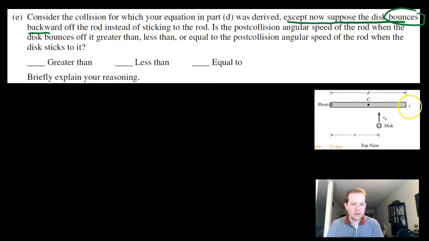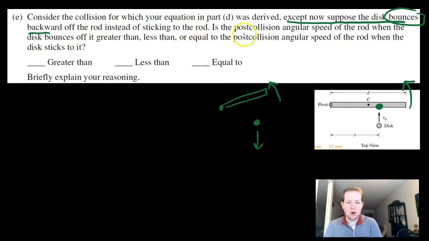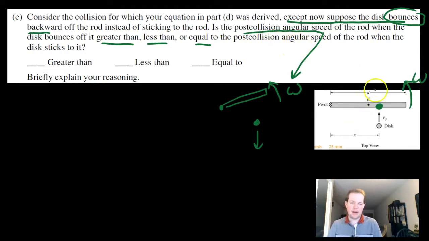So before, this whole thing was rotating like this and the disc was attached. But now we're looking at the scenario where this is rotating and the disc is bouncing backwards. That's what they ask. Is the post-collision angular speed of the rod, so this right here, when the disc bounces off, greater than, less than, or equal to the post-collision angular speed when it's stuck? So we're comparing sticking versus bouncing.